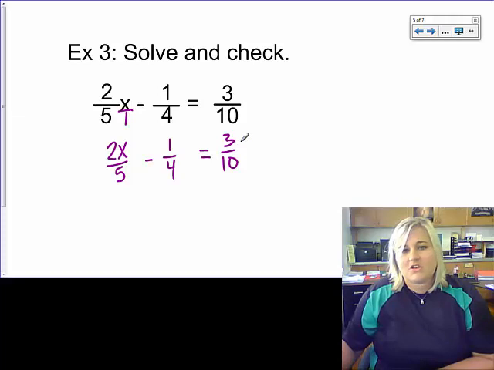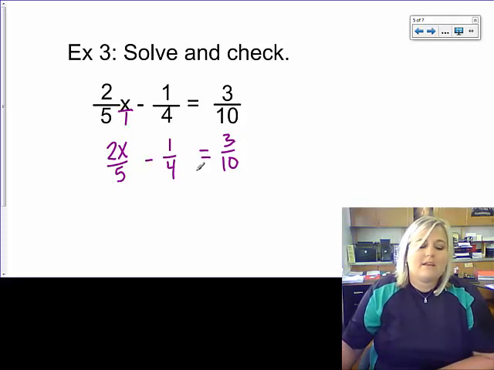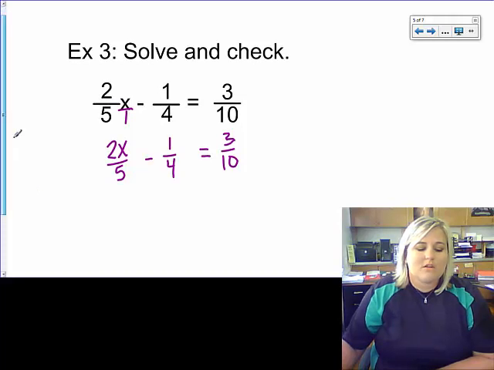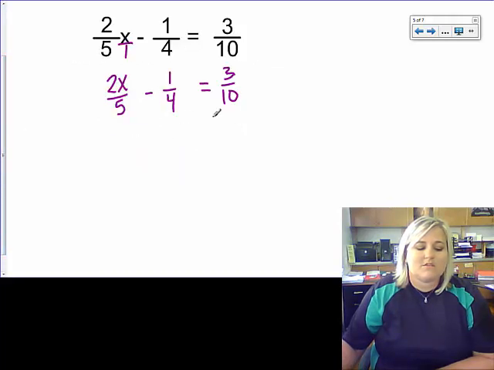Okay, a common denominator between 5, 4, and 10 is going to be 20. If you didn't know that off the top of your head, it's fine. You can punch it into your calculator and figure one out. It's perfectly okay. But what I need to do now is get that common denominator in all three of these fractions. So, to get 5 to be 20, I have to multiply by 4.